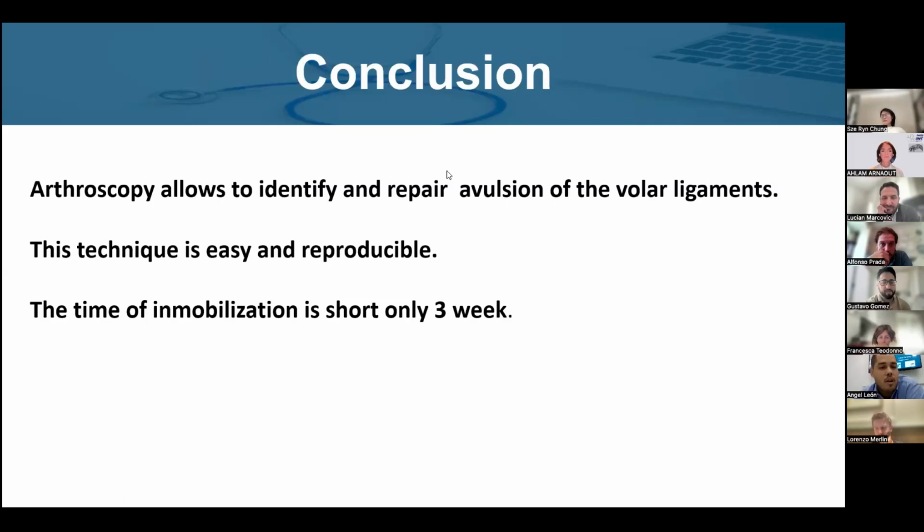As a conclusion, we can say that arthroscopy allows to identify and repair avulsion of volar ligaments. And we have a technique that is easy and reproducible. And the time of immobilization is short, only 3 weeks.